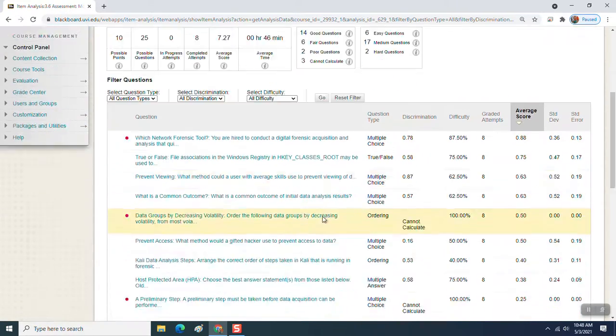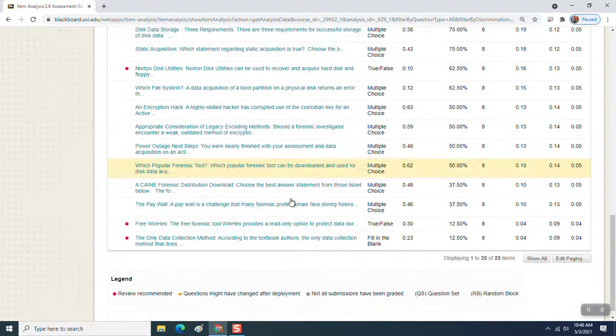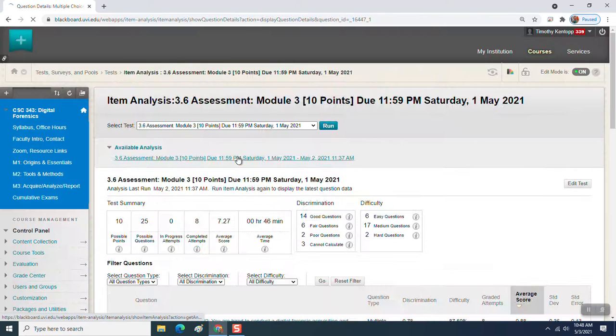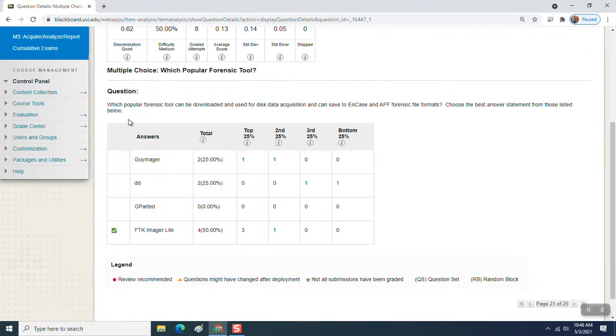And this is stated in your study guide and in the addendum. On to the next one. Which popular forensic tool can be downloaded and used for data acquisition, disk data acquisition, and can save to ENCASE and AFF forensic file formats? Choose the best answer statement from those listed below.